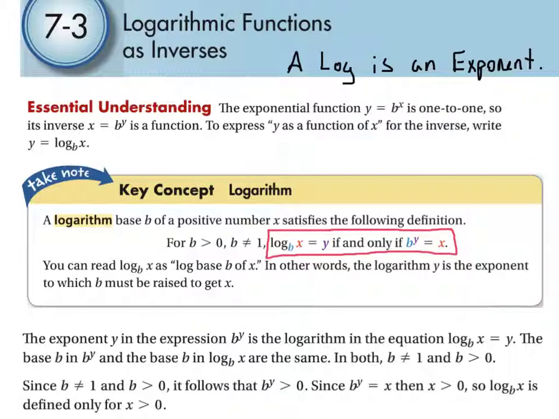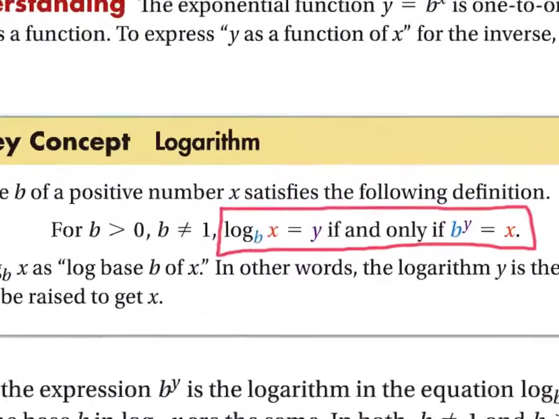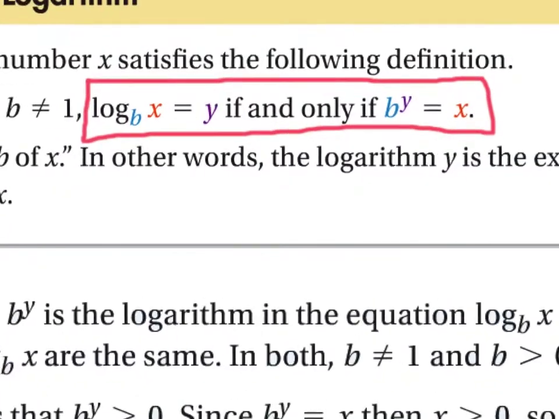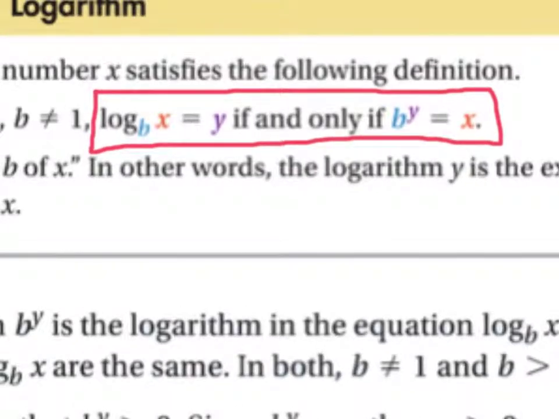So if we have, for example, let's say, 2 to the third power equals 8. Okay, that's written in exponent form, right? And we all know that that's true.